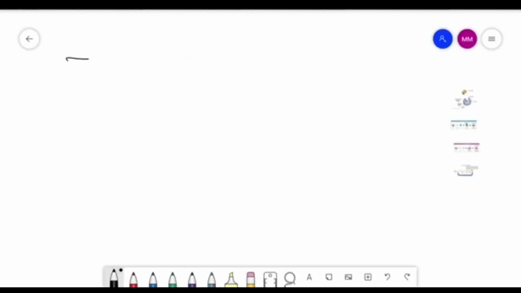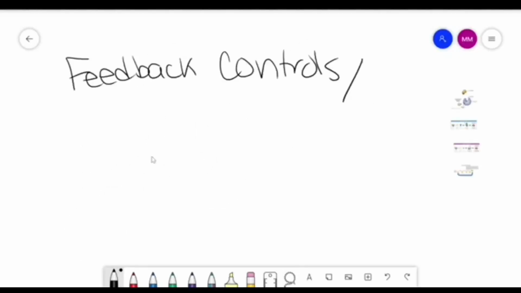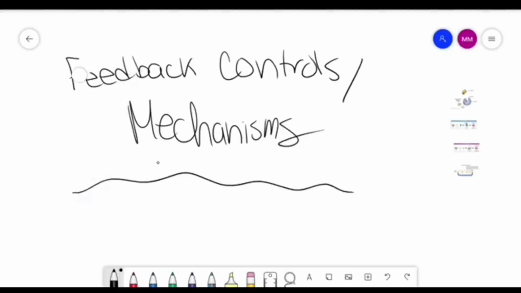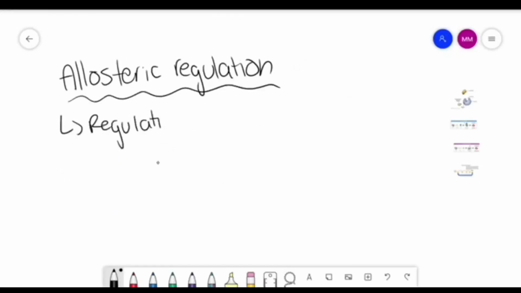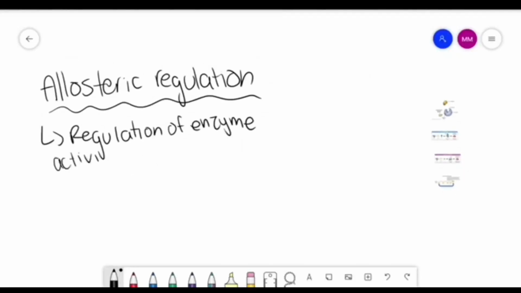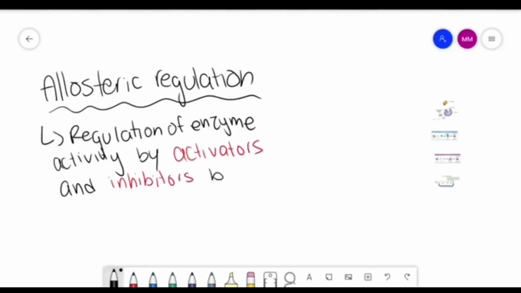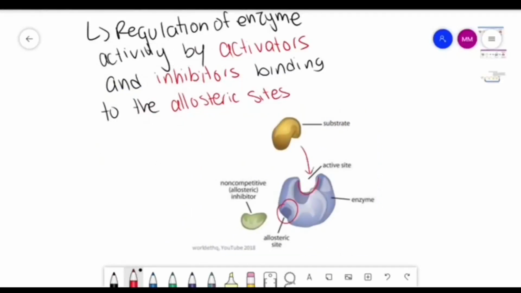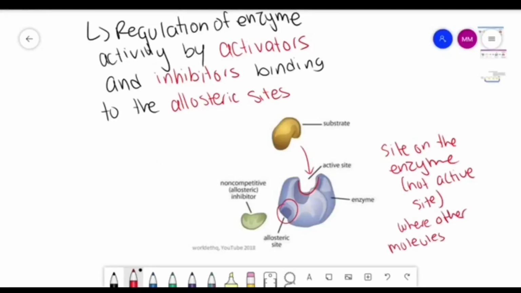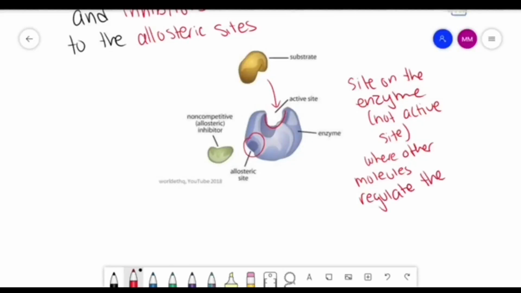Now, let's talk about feedback control mechanisms. Enzymes use lots of these in order to regulate how many products they create. This starts with allosteric regulation, which is the regulation of enzyme activity using activators and inhibitors, which bind to the allosteric sites of an enzyme. As you can see here, the allosteric site is separate from the active site. However, molecules can still attach and interact with the allosteric site.